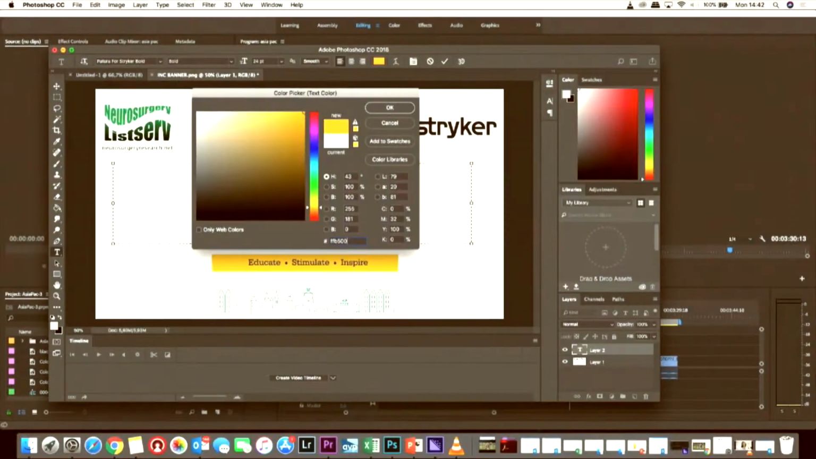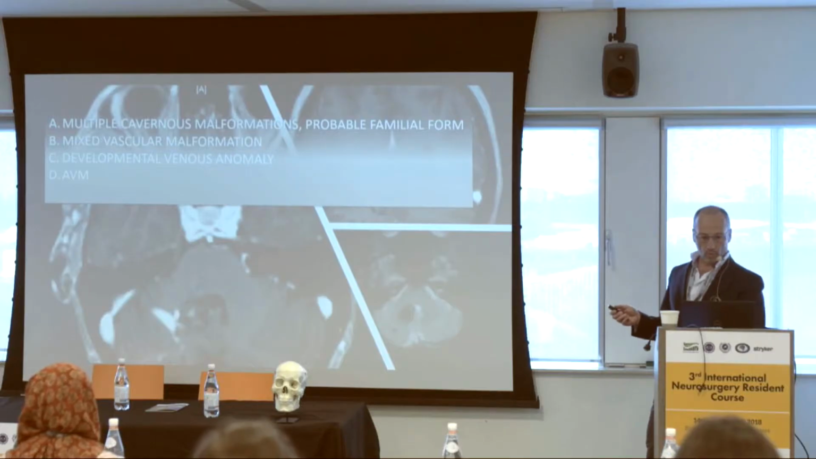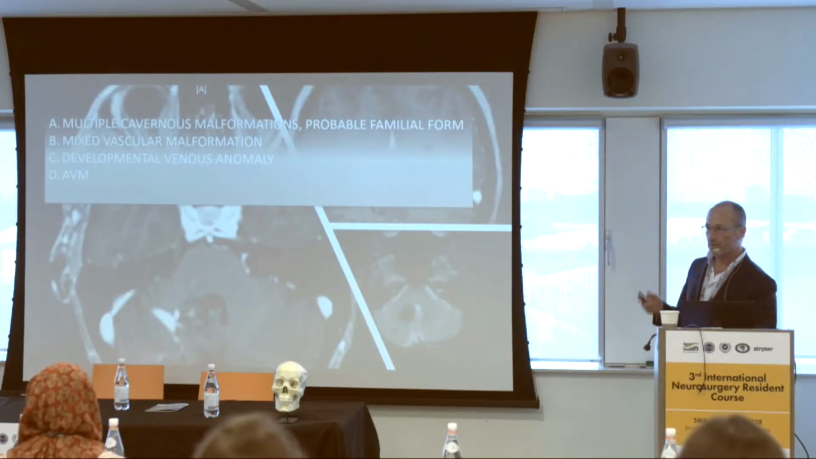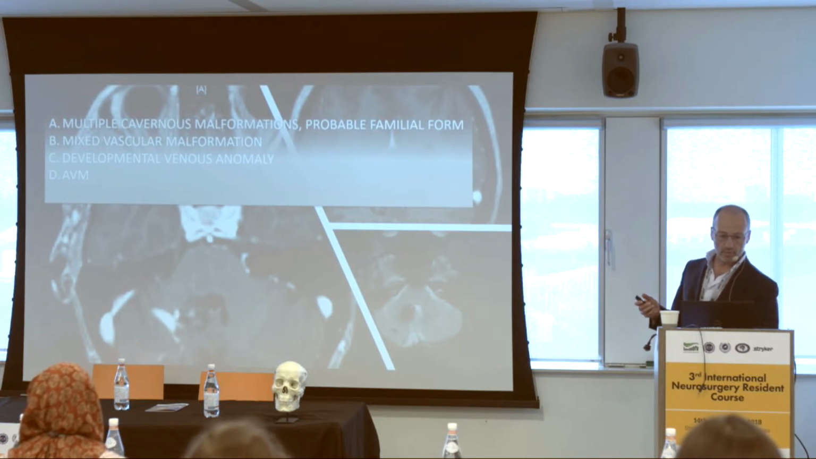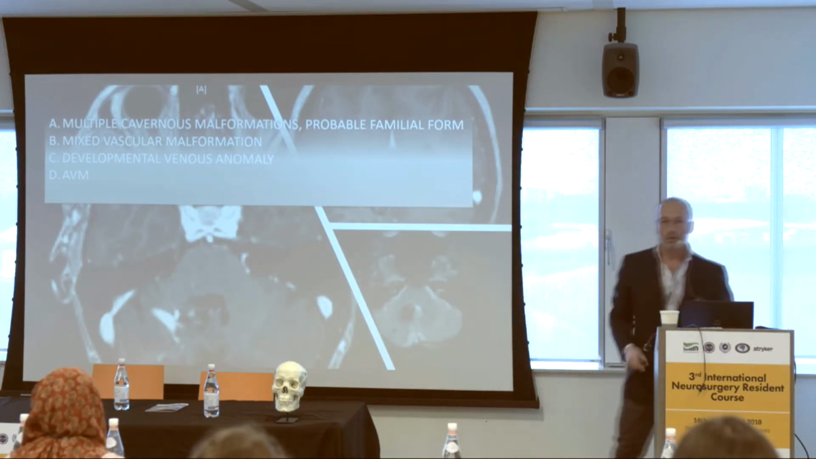What's the diagnosis? Just raise your hand. Multiple cavernous malformations, familial form. There is another small lesion here. What do you think? What about mixed vascular malformation? Just raise your hand. Okay. What about developmental venous anomaly? Or an AVM? Okay. Let's see that later on.